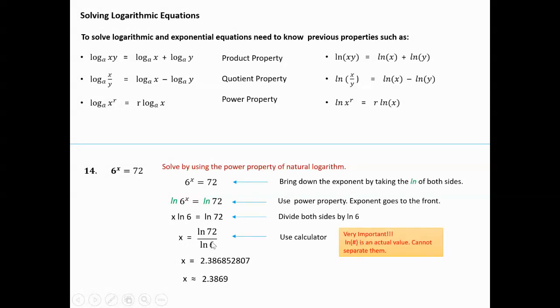Okay, now this is very important, guys. The ln of 72 or the ln of 6 is actually a number. You cannot separate them. That's a misconception that students have. They try to divide by the ln. You cannot do that, because it has to be the ln of a number. That's a number, an actual value. So like I put here on the note, very important: the ln of a number is an actual value. Cannot separate them. So please do not make that mistake.